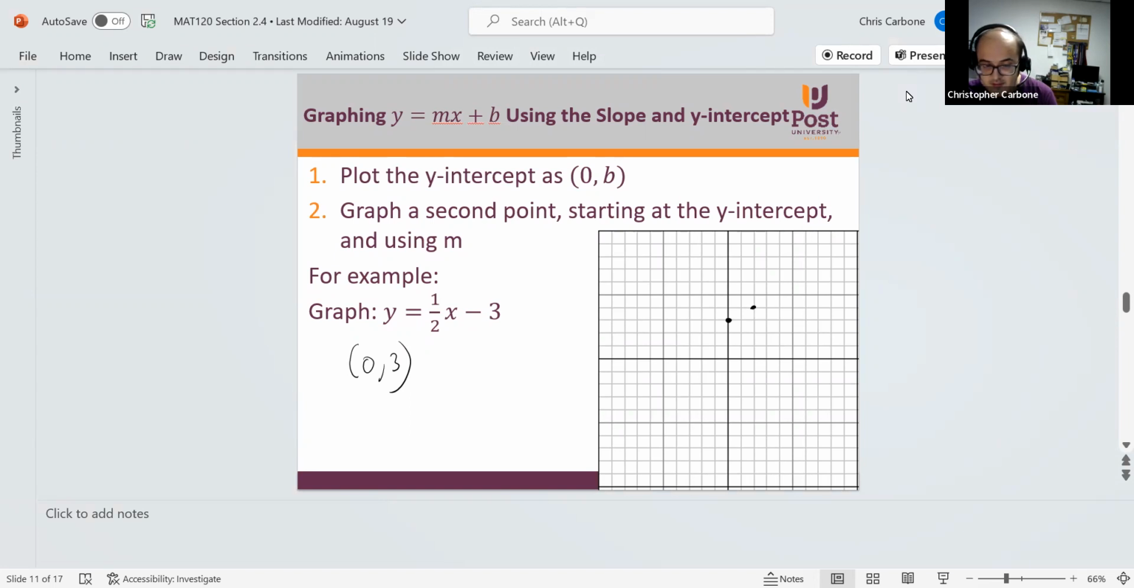So this point right here is going to be 2, negative 2. So our line will look something straighter than this, based on that slope-intercept form.